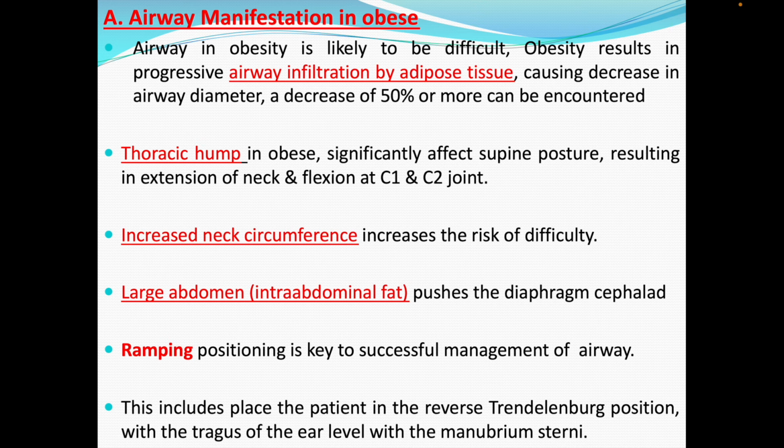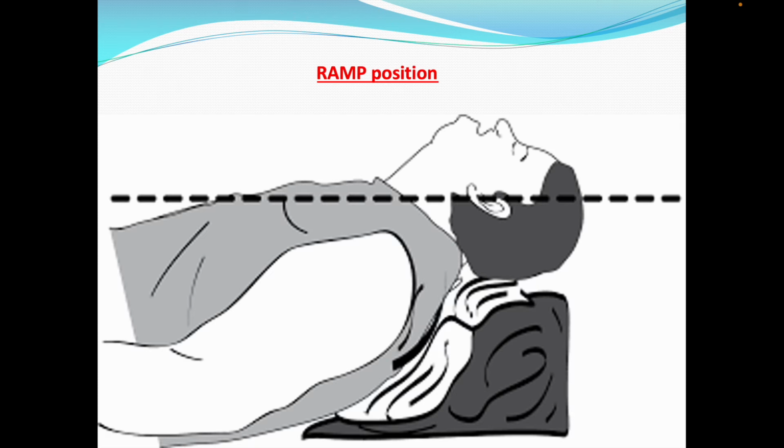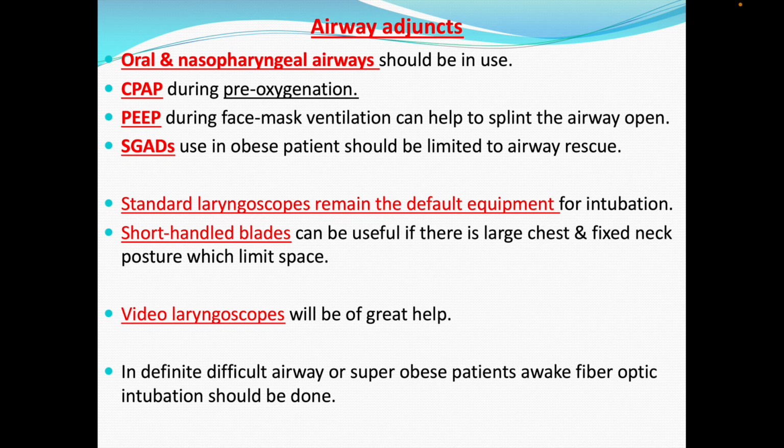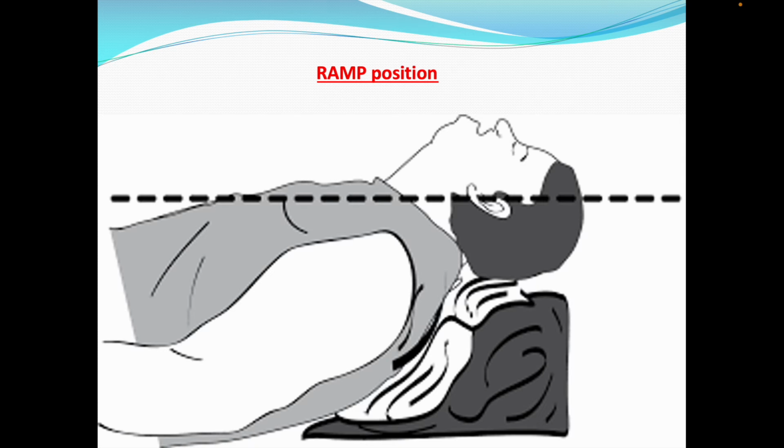What we have to do is place the patient in reverse Trendelenburg position with the tragus of the ear level with the manubrium sterni. This is the diagram showing the ramping position. Easy extension of the neck. In a female, the breasts go down, because sometimes if there are big breasts, they come on the jaw and make it difficult to do. So this position helps.